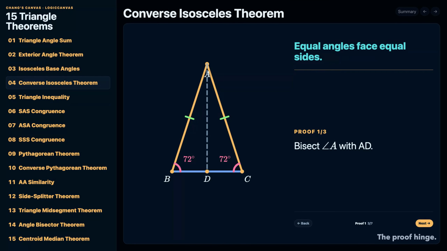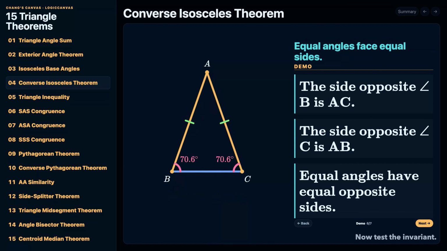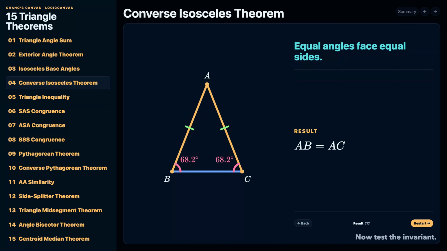For the proof, bisect the vertex angle. Next, the two smaller triangles match by angle-angle-side, or AAS. Next, now read the corresponding opposite sides. Change the common base angle. The triangle changes shape, but the two opposite sides continue to match.